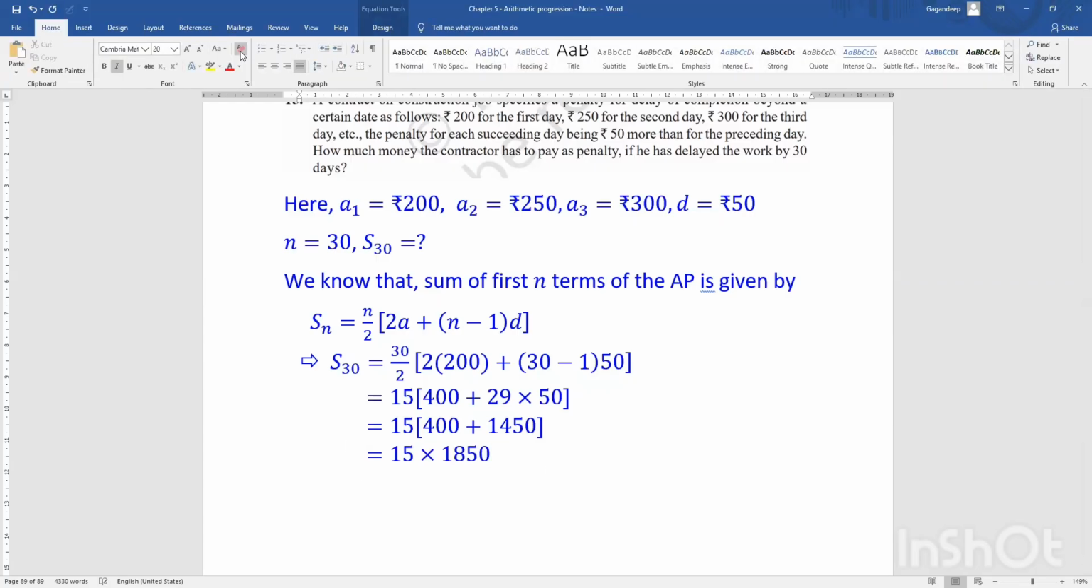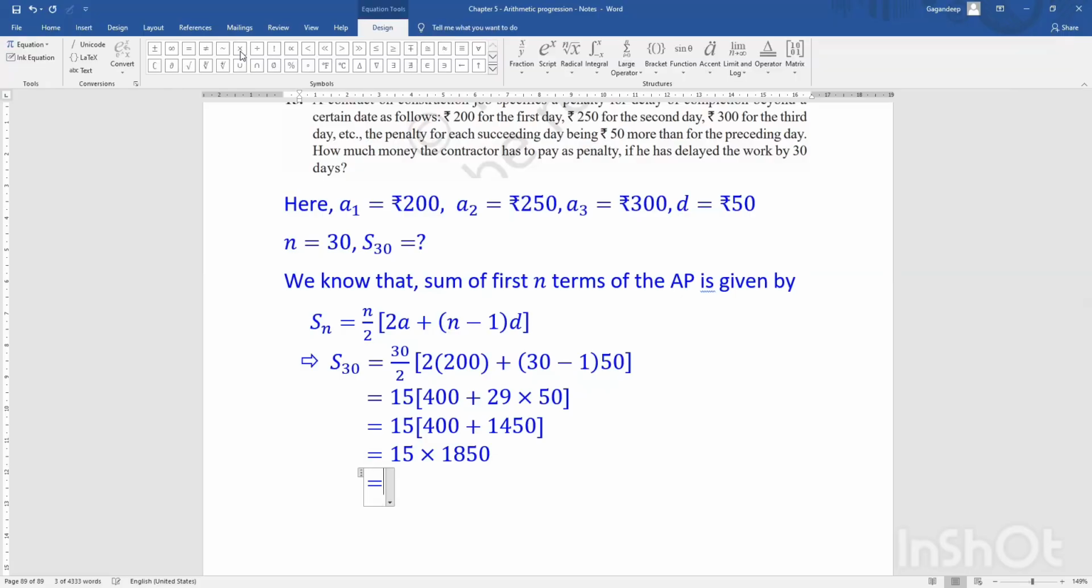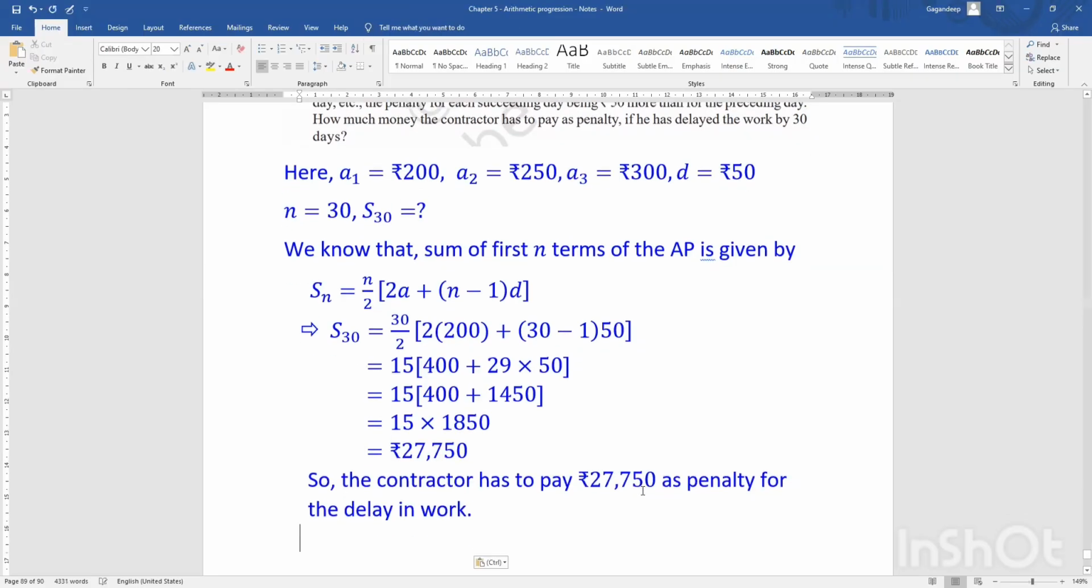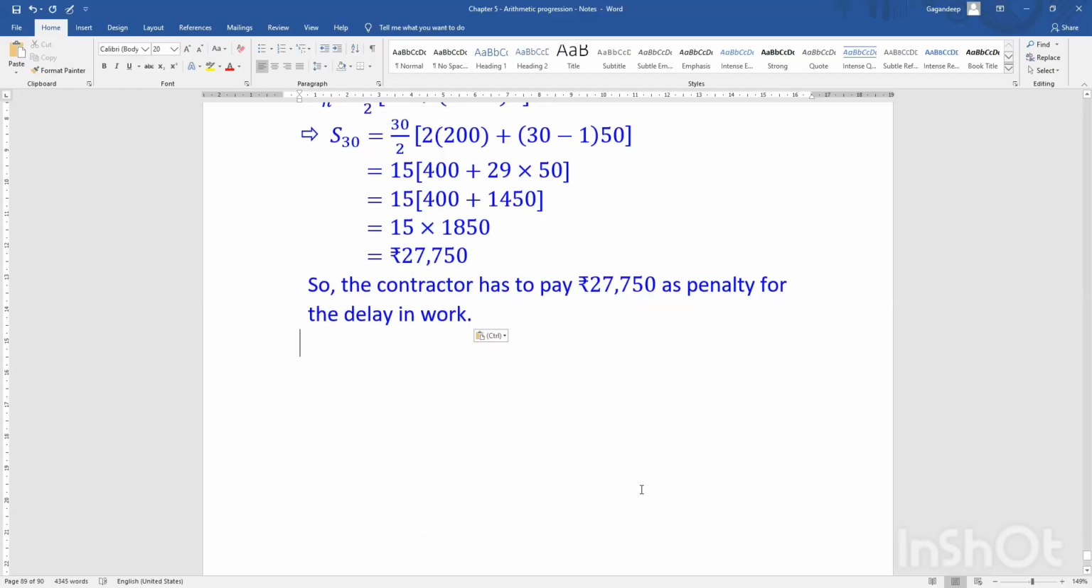When you multiply it, we get rupees 27,750 as the answer. So that is the penalty the contractor has to pay if he has delayed the work by 30 days. Okay, children. So we can write a conclusion here. Okay, so the contractor has to pay 27,750 as penalty for the delay in work. Now we have the 16th question.